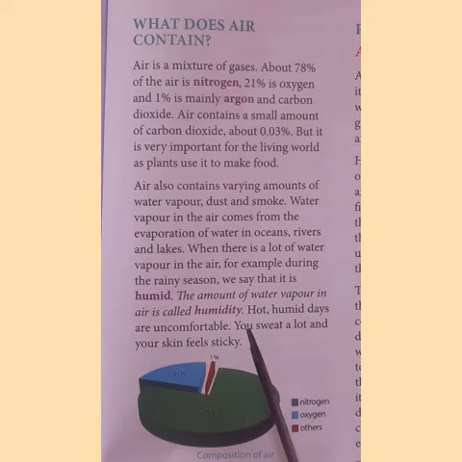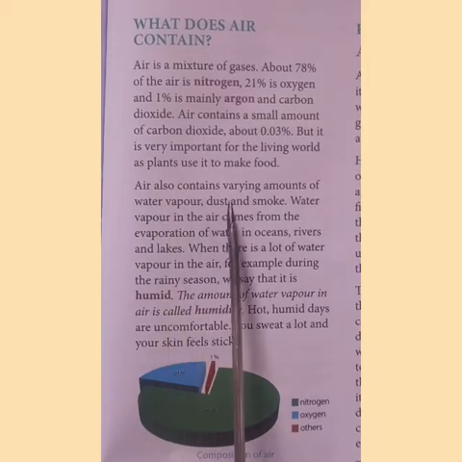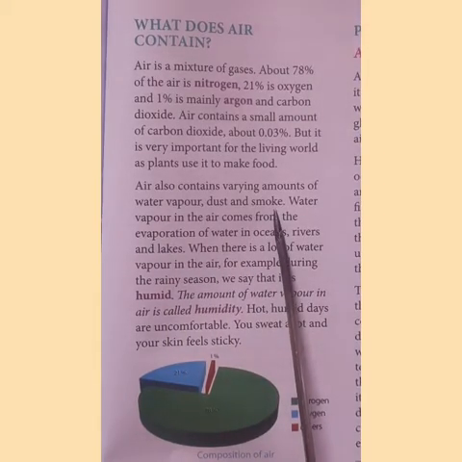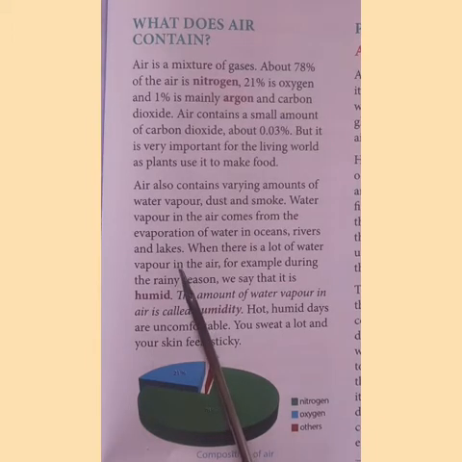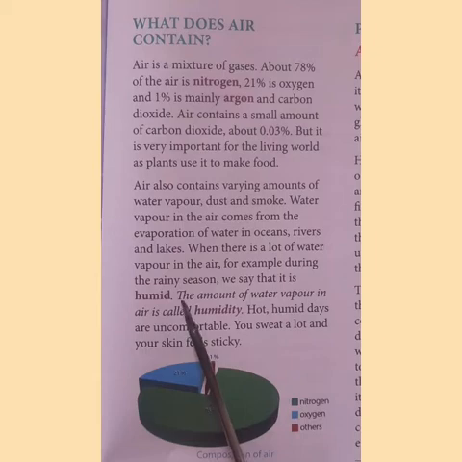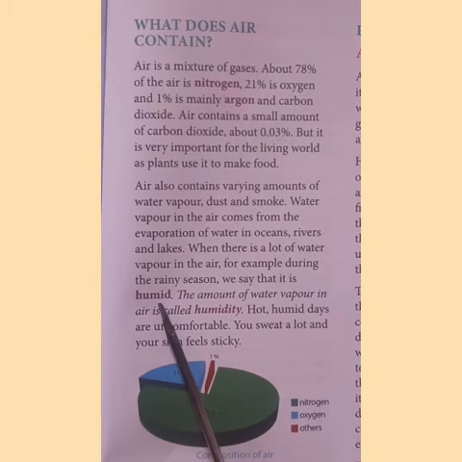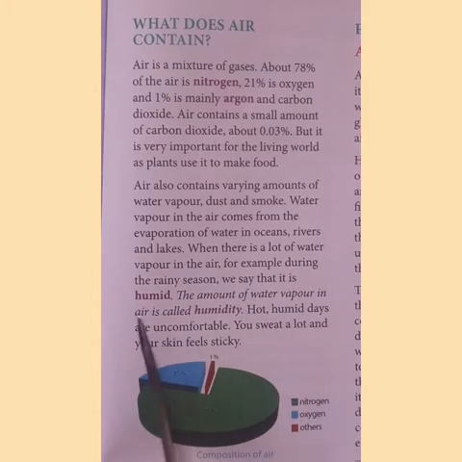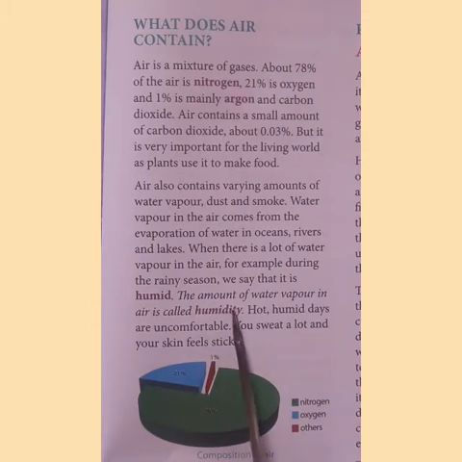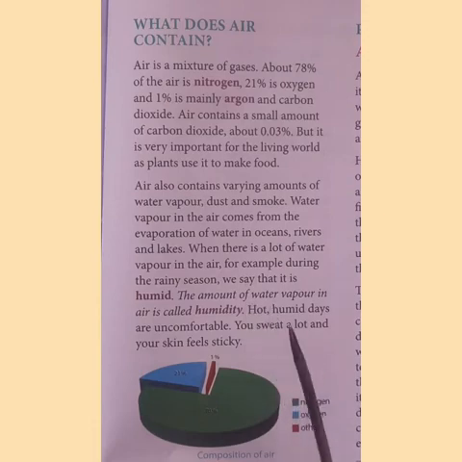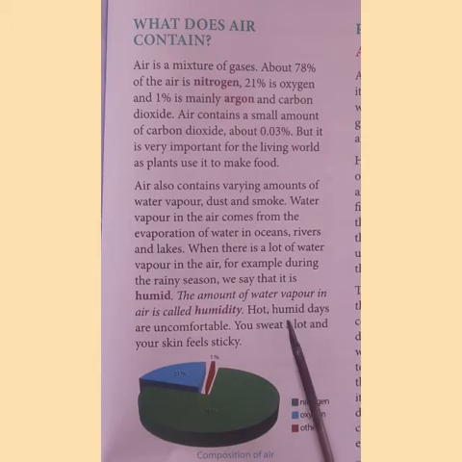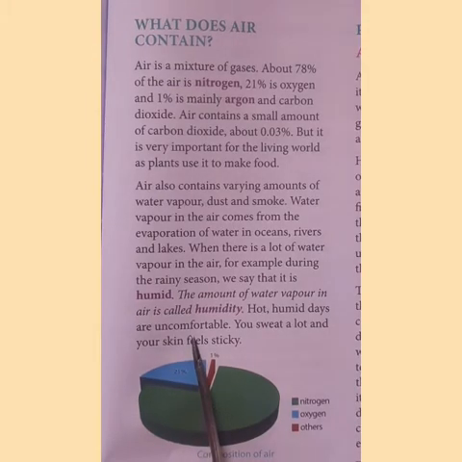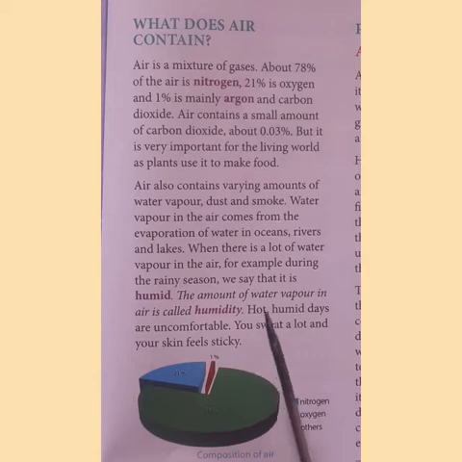Air also contains something else other than these gases. It may be water vapor, dust and smoke. Water vapor in air comes from evaporation of water from all the water sources like oceans, rivers and lakes. Then, humid. What do you mean by humid? When there is a lot of water vapor in the air, the condition is said to be humid. So, the amount of water vapor in air is called humidity. During the summer season, the weather will be very hot, and if it is humid, it will be more uncomfortable because we sweat a lot and our skin also feels very sticky. Isn't it, children? Yes.